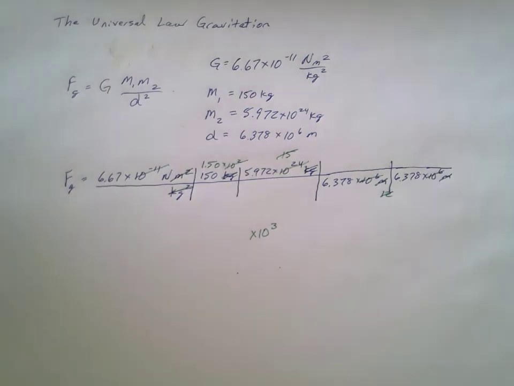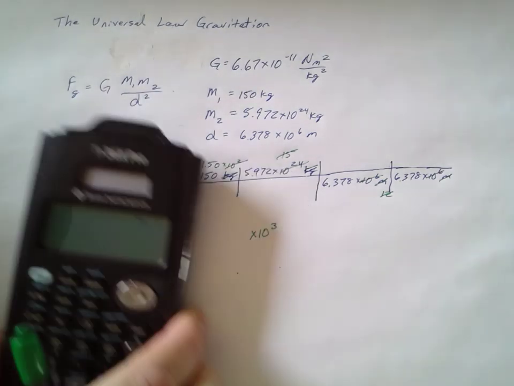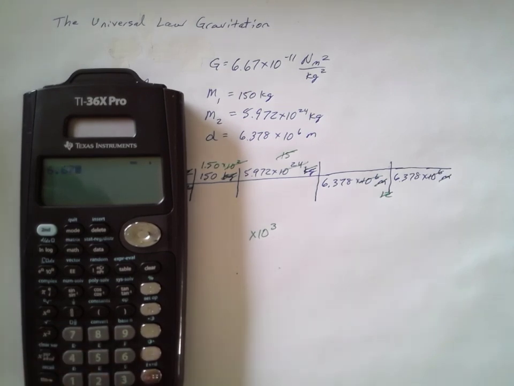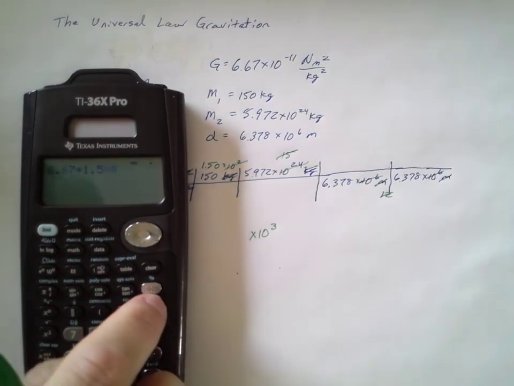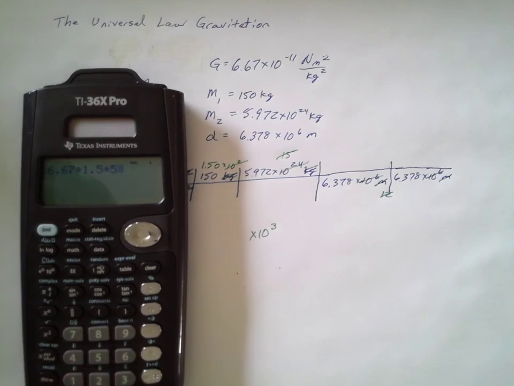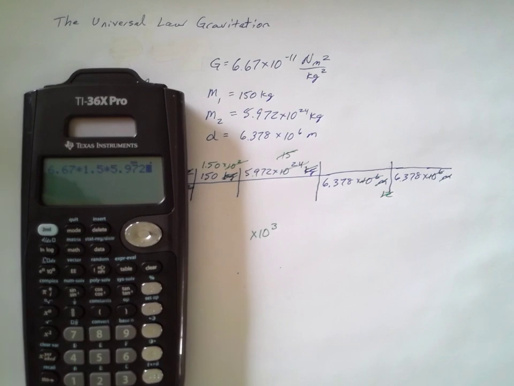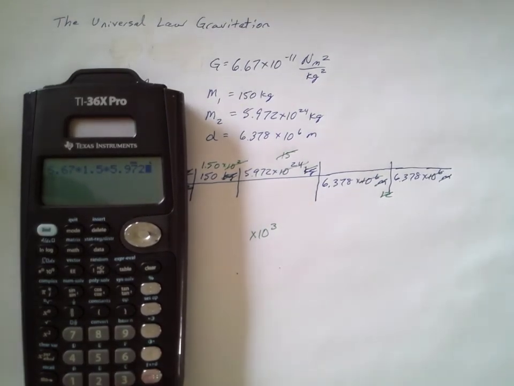Next, I'm going to take care of my coefficients, the numbers in front. I've got my handy dandy calculator right here. The first number is 6.67, and I'm going to multiply that by 1.5, then multiply by 5.972. I could hit equals here and get a number on top, or I could just divide and then divide again. Or I can divide by the square since they're the same numbers. So I'm going to divide by 6.378 and hit my square button, and equals.